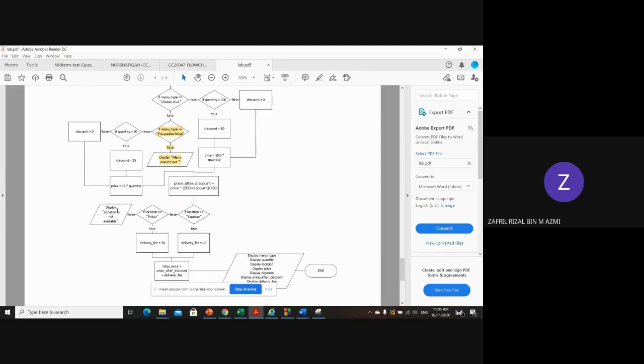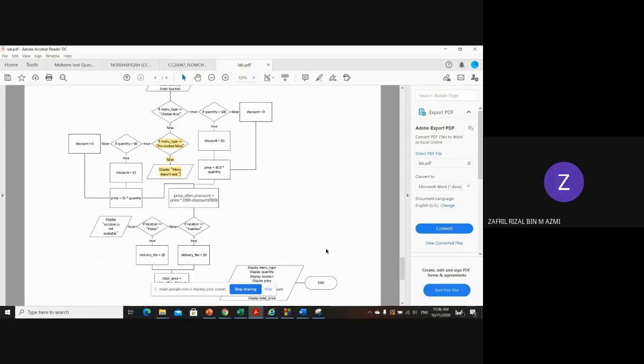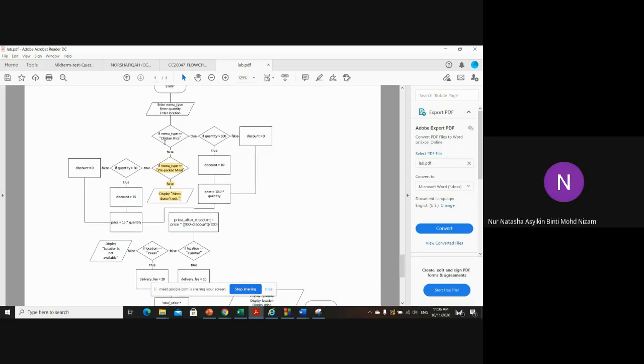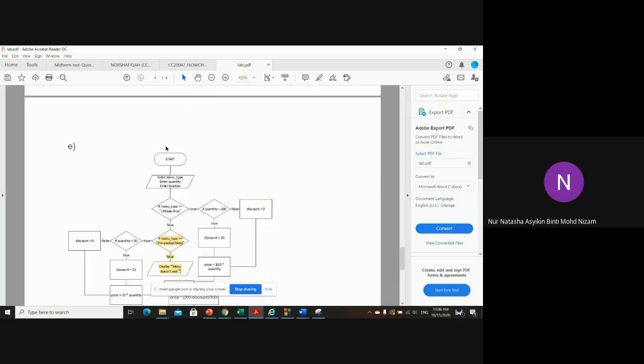Okay, the rest is okay. But how do we know it goes to pre-packed meal? It means if false, it goes straight to pre-packed meal. Yes, we assume if you do not order chicken, they will order pre-packed meal since there are only 2 menus. So the end point is for pre-packed meal, for the else. Okay, this is the else. If, else. There's no else if.